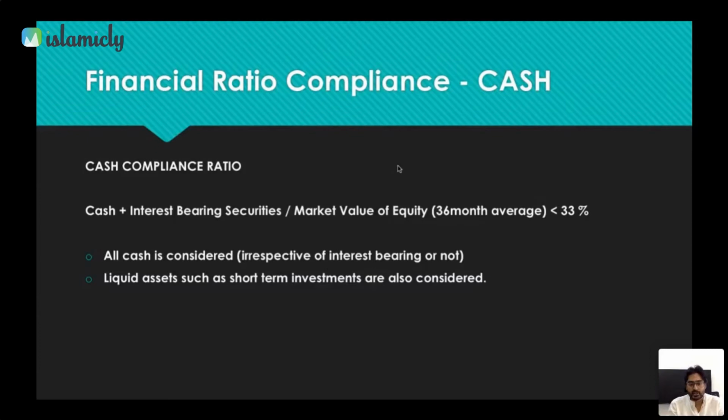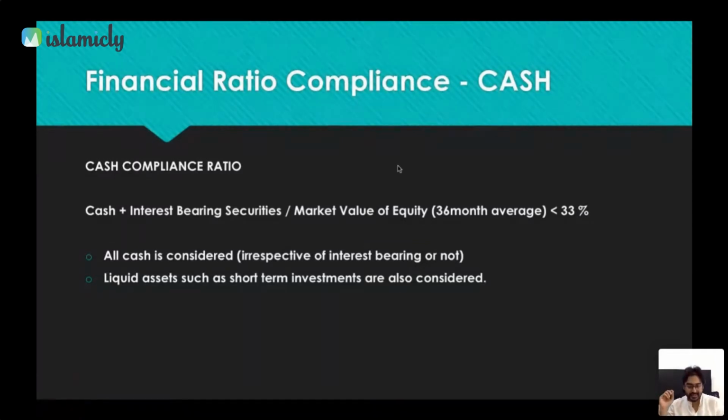So the cash compliance ratio that the company has to pass is, if a company has cash in hand, cash at bank, any short-term or near cash items, that is liquid securities or liquid assets, all of this combined should be less than 33% of the 36-month average market value of equity. That is, cash plus interest-bearing securities should be less than 33% of the company's market valuation. The market valuation or market capitalization is a 36 months average.